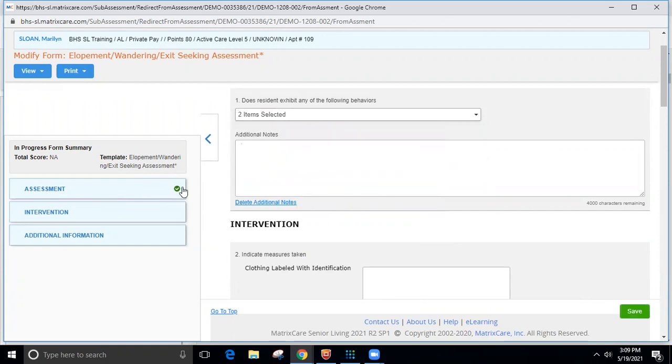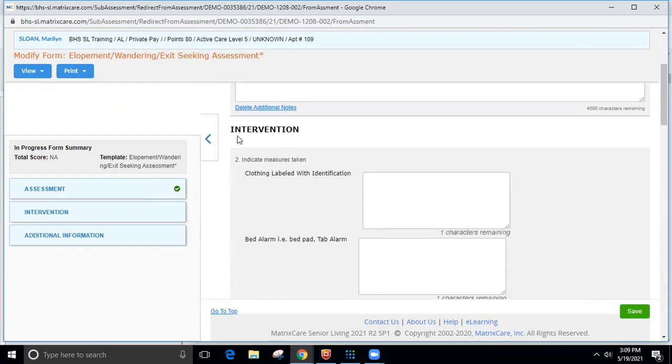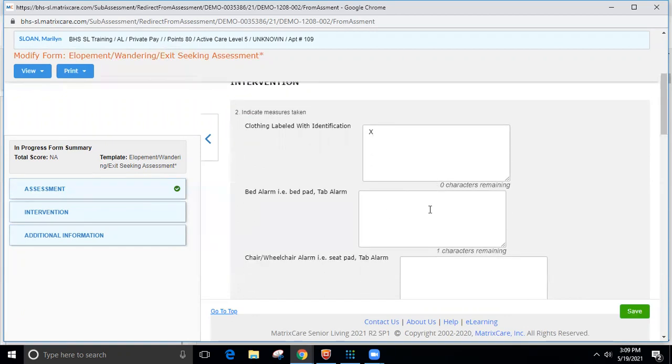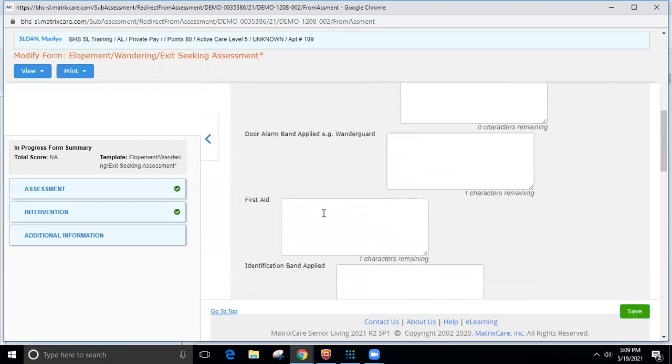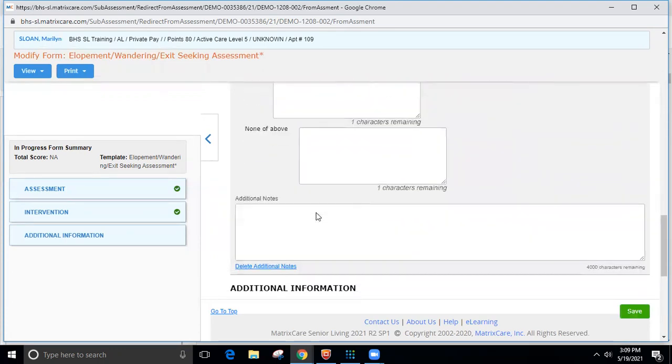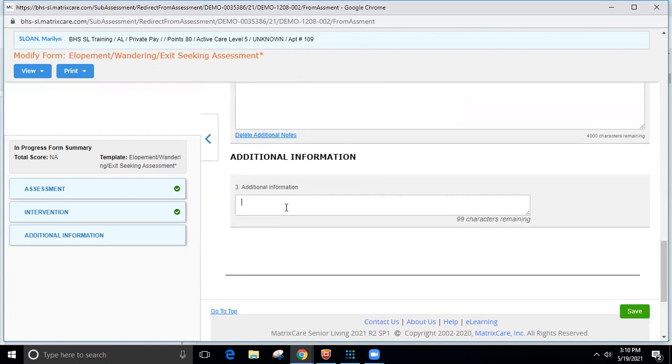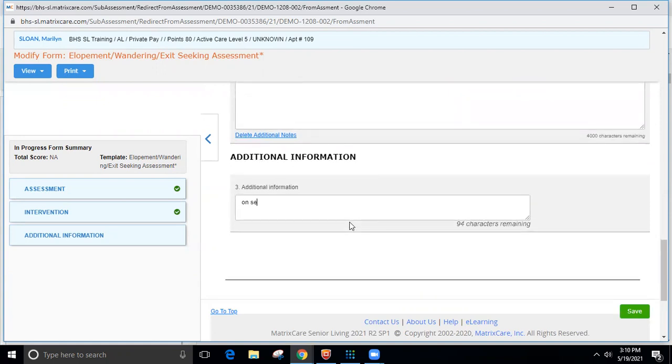Once it's answered, you get a green check mark. This one is saying, what interventions are we doing because they're at a risk for elopement? Well, maybe we labeled the clothing. You can just put an X in if that's what you did. There's only one character, so whether you want to put yes, no, X, whatever it is that you choose to do, you can go ahead and label those. And then if you have any additional information, and maybe she's on a secured unit because of her elopement risk.